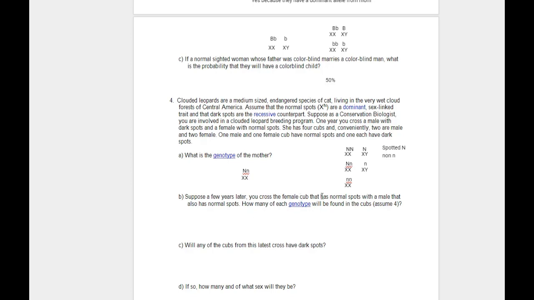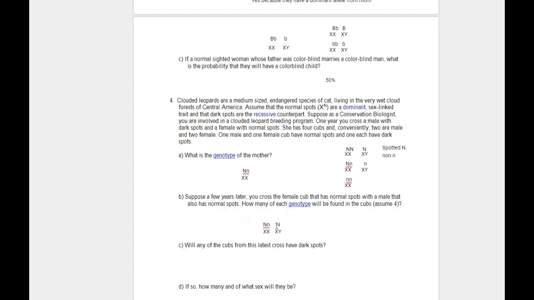Suppose a few years later you cross the female cub that has normal spots with a male that also has normal spots. How many of each genotype will be found in the cubs? Assume number 4. Okay. All right. Well, so they're saying this is the mother. Okay. So we have this for the mother. And the father is normal, right? X, Y. Normal spots in a male that's also normal. But she has one big, one small. And he has one big.